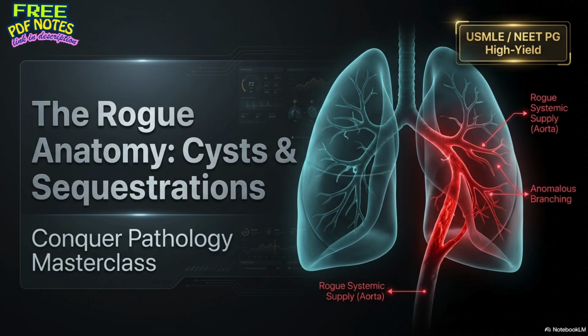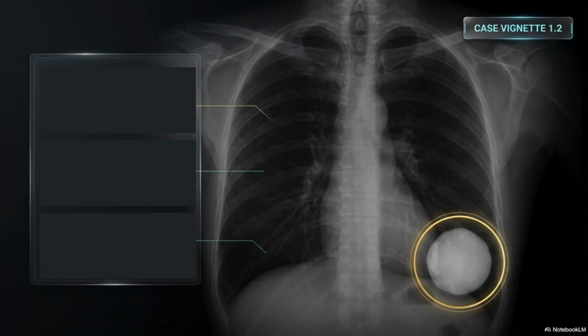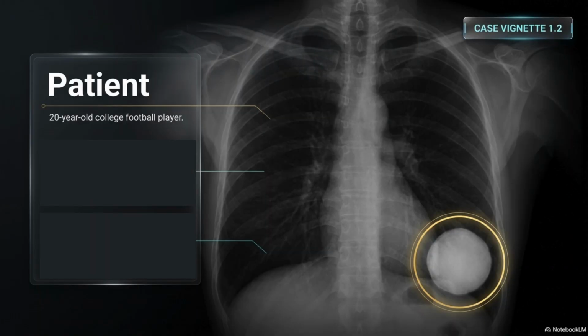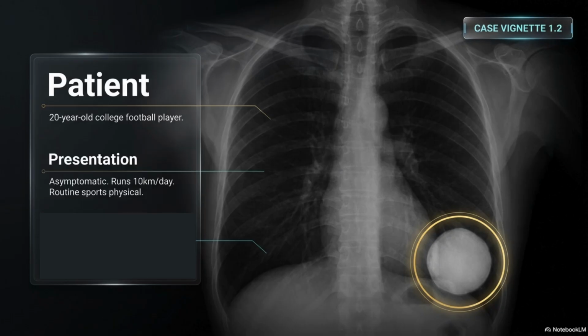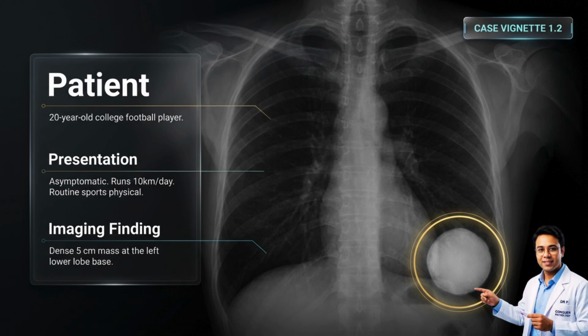Let's jump into a clinical scenario. Take a look at this case vignette. Our patient is a 20-year-old college football player. His presentation? Completely asymptomatic. In fact, he runs 10 kilometers a day and is only here for a routine sports physical. However, his imaging finding reveals a dense 5 cm mass situated at the base of the left lower lobe.